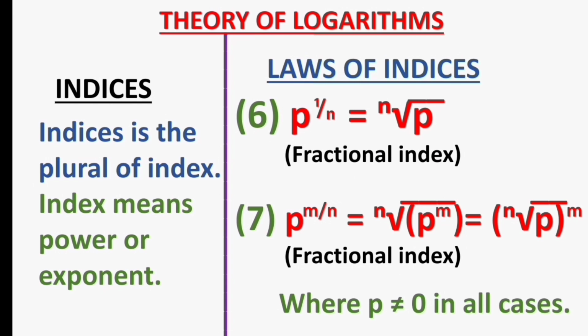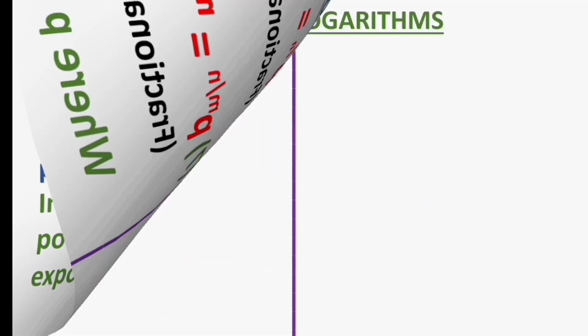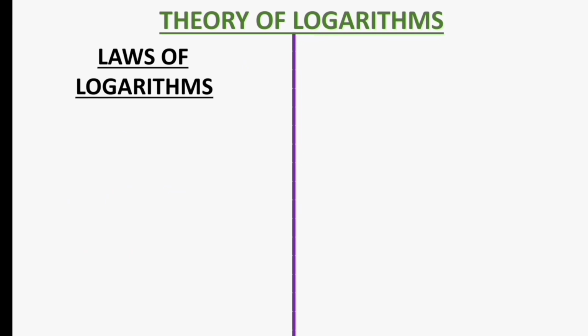Please take note that in all these 7 laws of indices, the base of the indices p must not be equal to 0 in all cases. I hope these 7 laws of indices are all clear to you. Moving on, let's see the laws of logarithms.